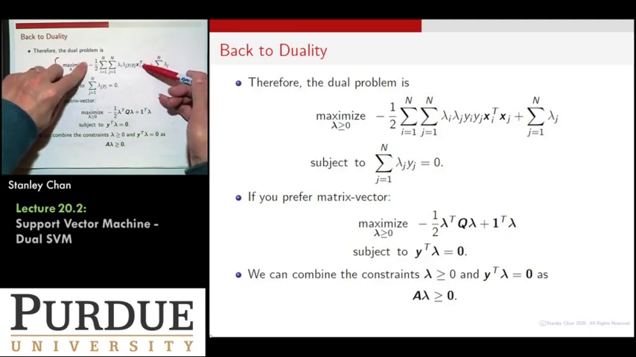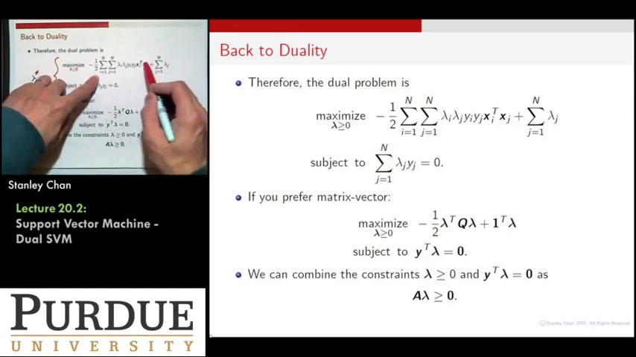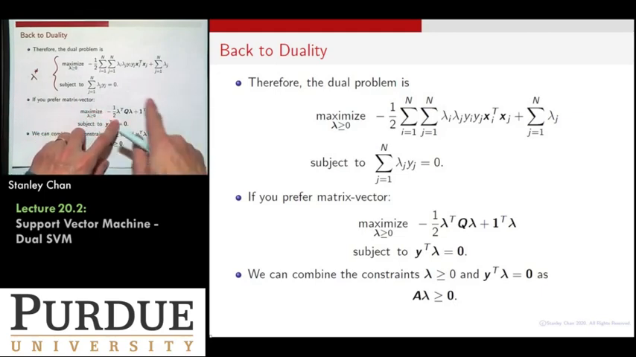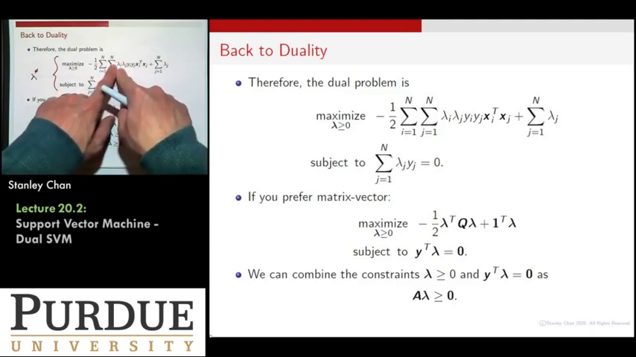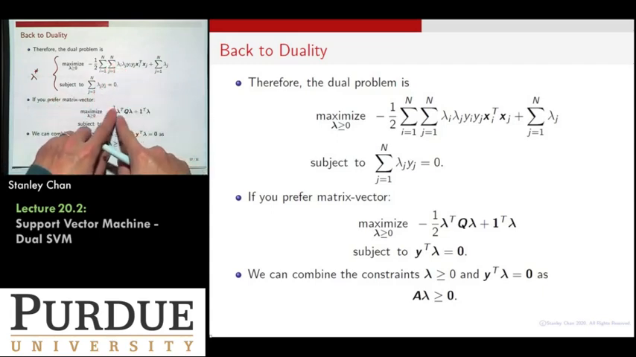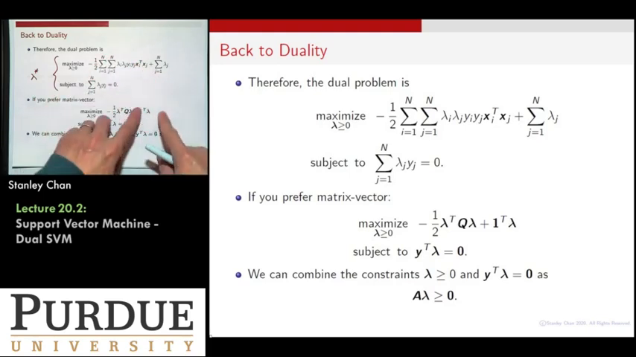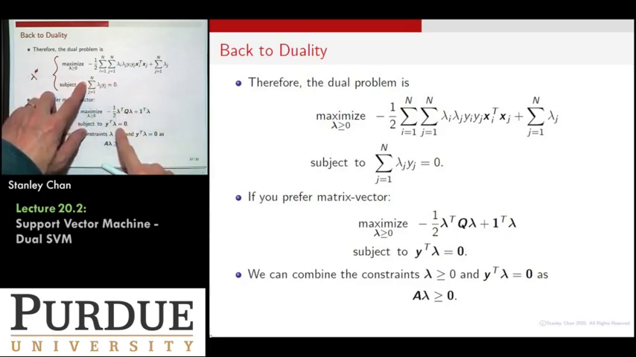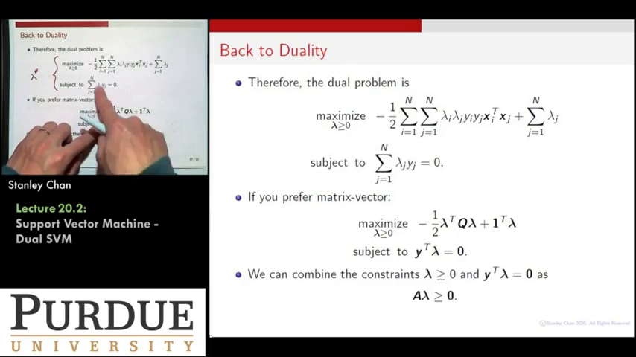Now, this problem itself is a maximum over this gigantic term, but you can also write it in terms of this matrix vector representation, meaning that you recognize this is just a quadratic optimization over the lambdas. You only have lambda i and lambda j. That's the same as just minimizing lambda transpose Q lambda. So that's a quadratic term. This is a linear term in lambda, so I write it as 1 transpose lambda. This is a linear term of your constraint, so y transpose lambda equals 0.